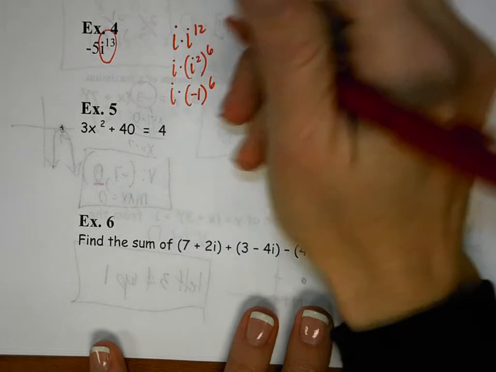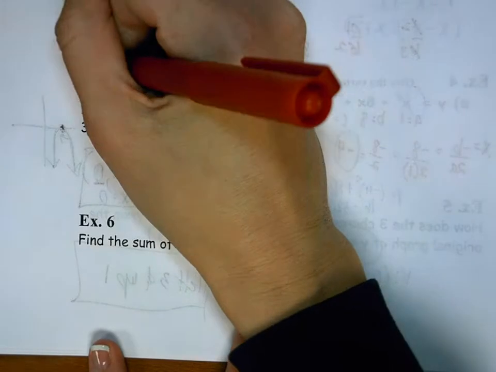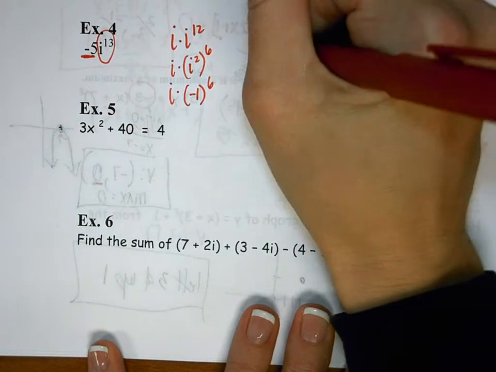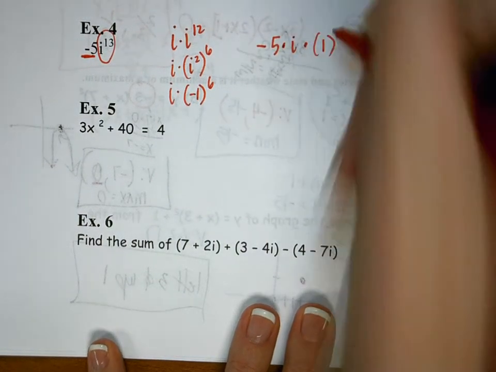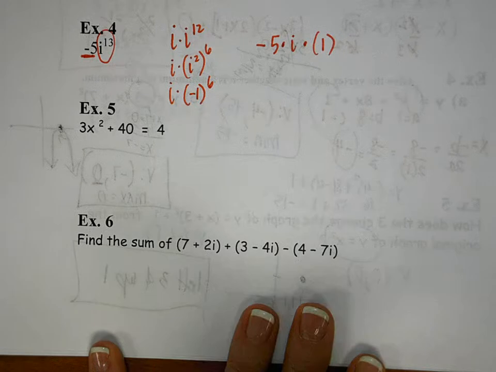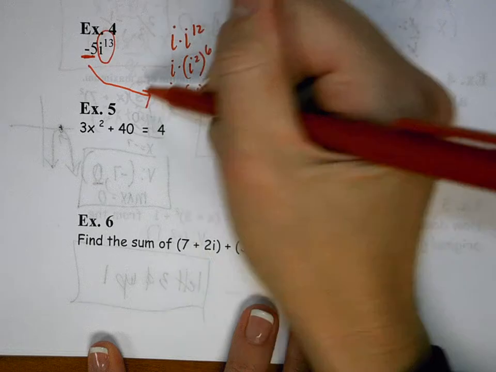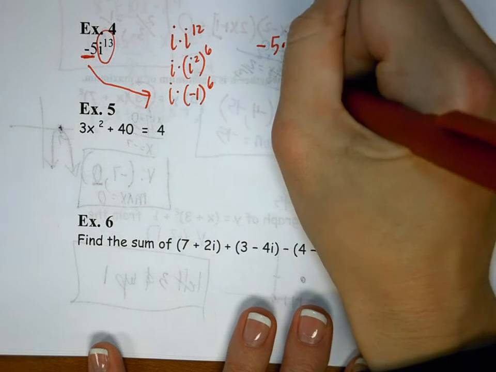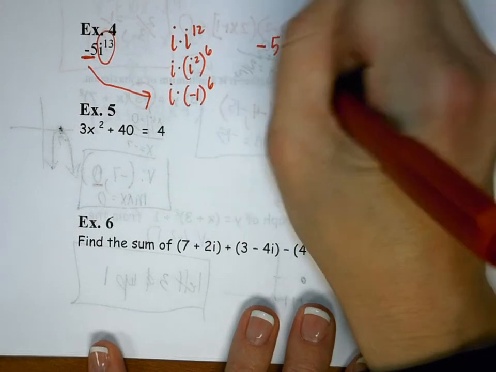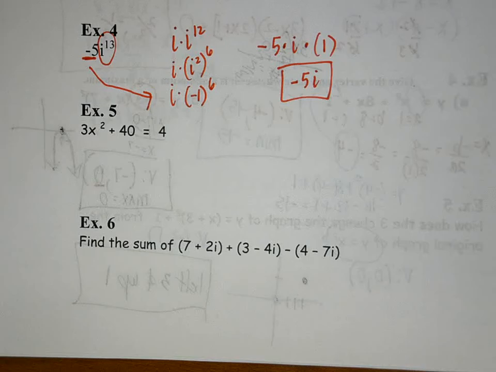So that means I need to not forget this negative 5 either. I have negative 5 times i times 1. So what does that end up simplifying to be? Negative 5i is the answer. All right, and there again, there's more than one way to do it. You do not have to do it this way. It's up to you. Okay, any questions? Yeah.